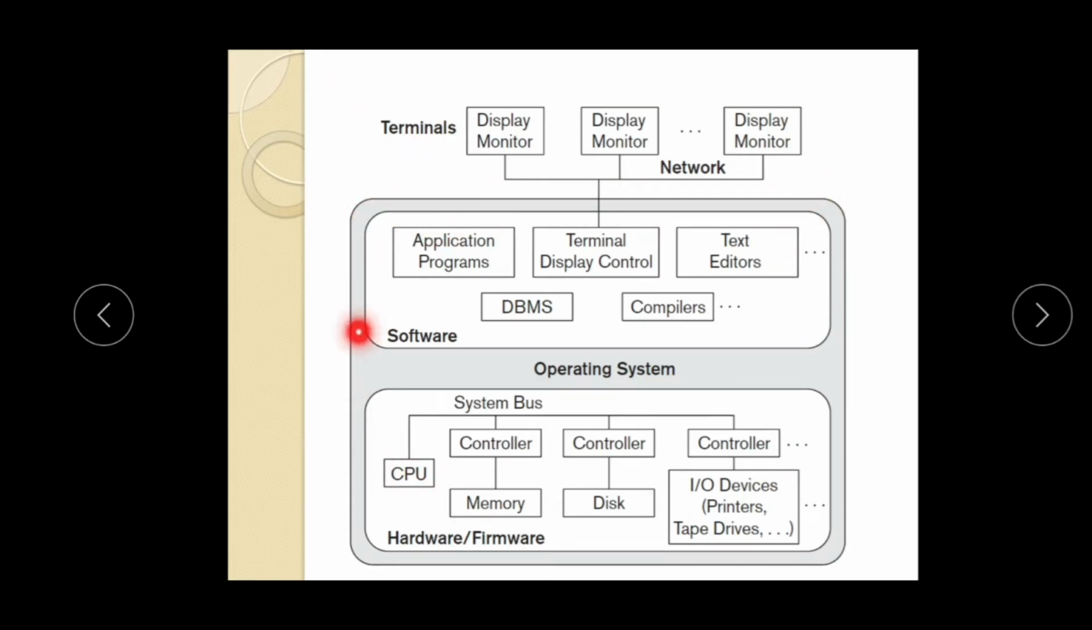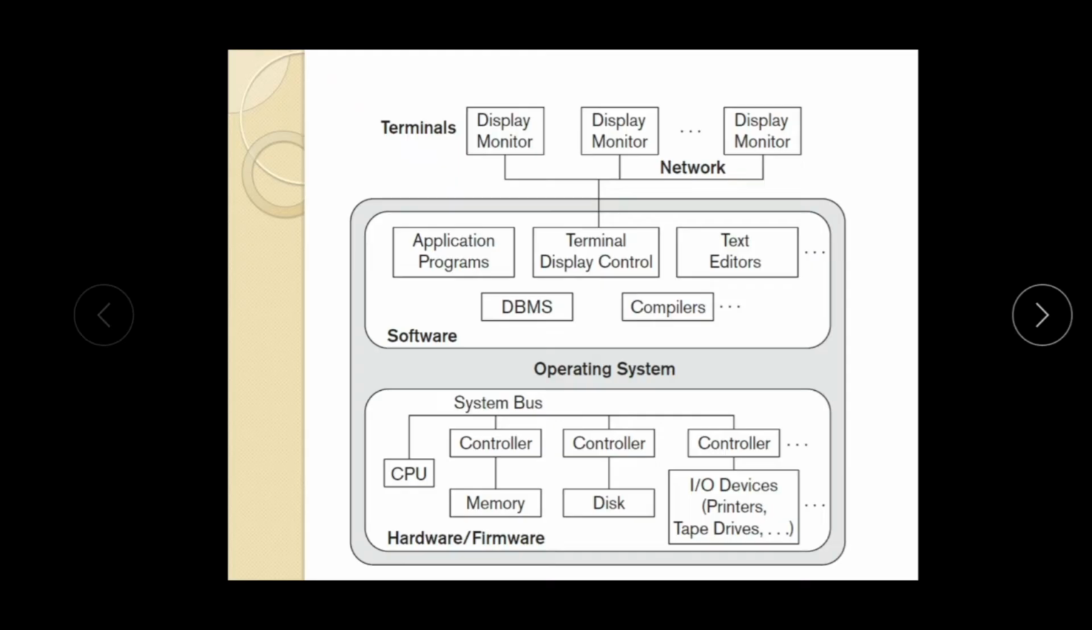So here this is our centralized database. It contains a system only. It contains various application programs: display control, text editors, DBMS, compilers, all types of software are there. Hardware is also there: CPU, controller, memory, disk, input output devices, everything. So this centralized database is a combination of many software and hardware. This centralized database is connected to various display terminals using the network.